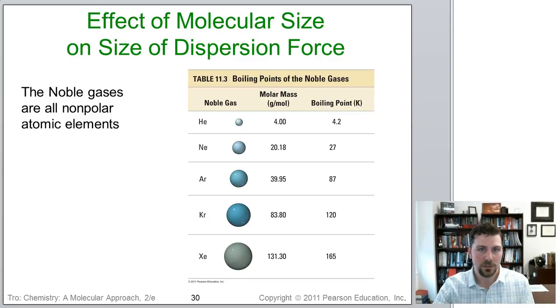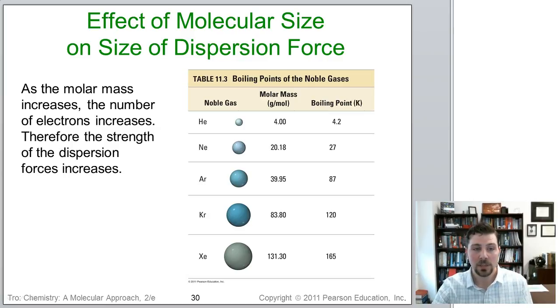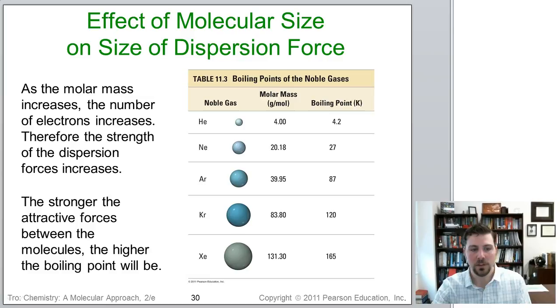Since noble gases don't display any other types of intermolecular forces, it's directly related to the dispersion force that they feel. It's a pretty interesting table there, 11.3, which shows us that. This table is on page 488 at the bottom left-hand side of the page.